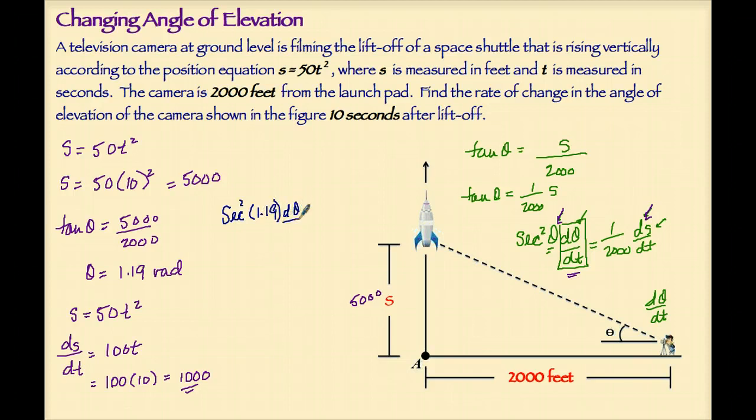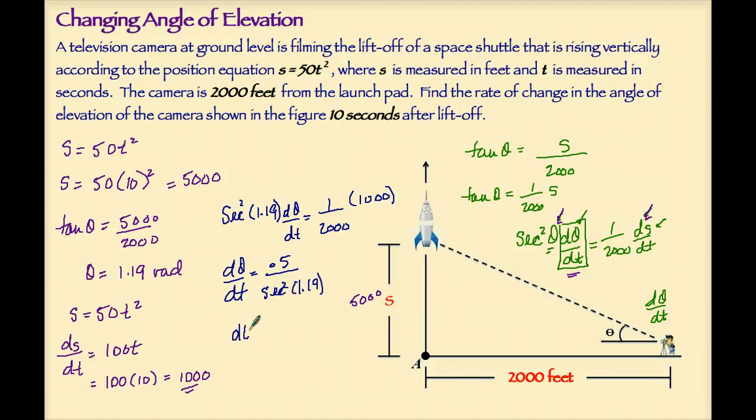d theta dt is our unknown, and that should equal 1 over 2,000 times ds dt, which is 1,000. To isolate d theta dt, I'll divide both sides by secant squared of 1.19. 1,000 over 2,000 is 0.5, so that means I'm going to have 0.5 over secant squared of 1.19.